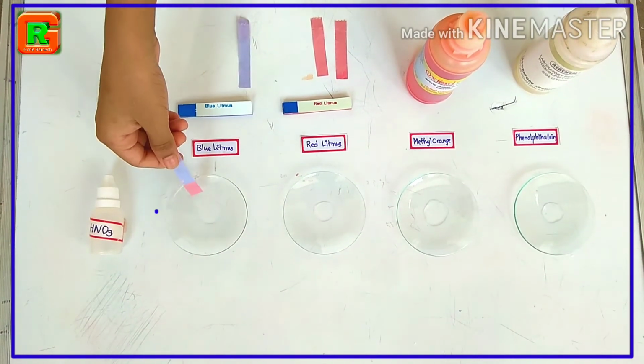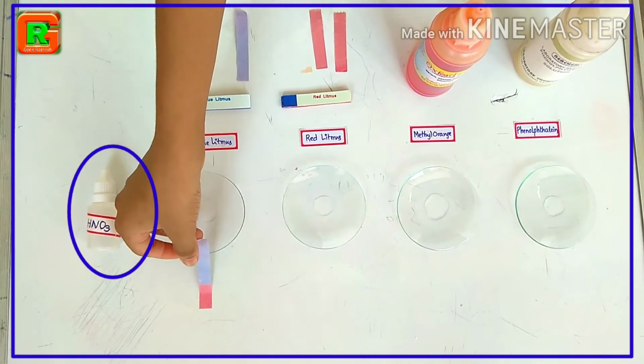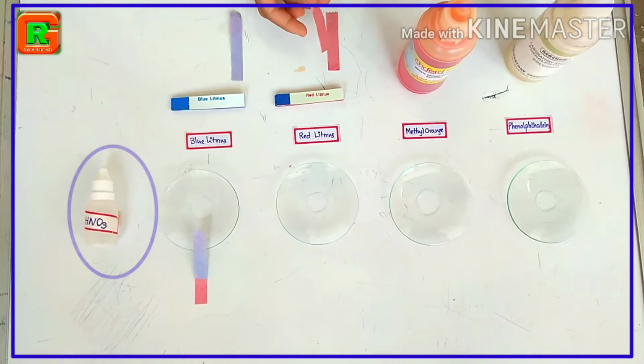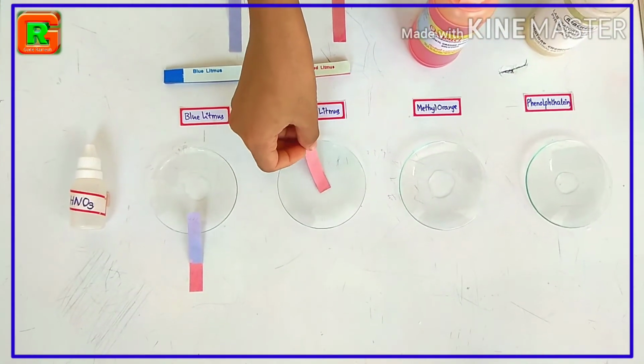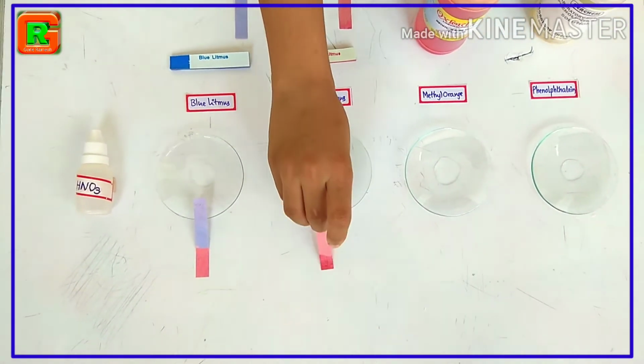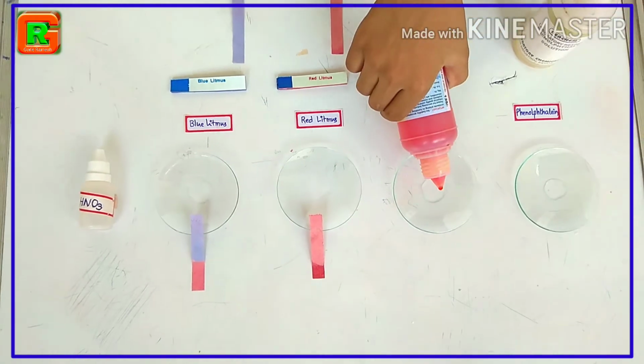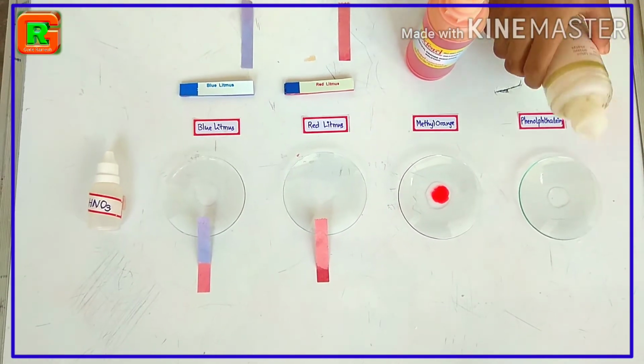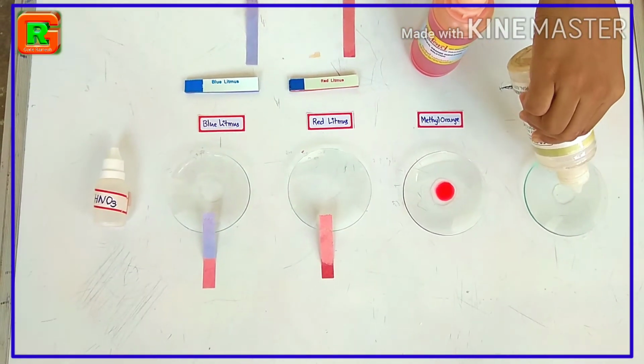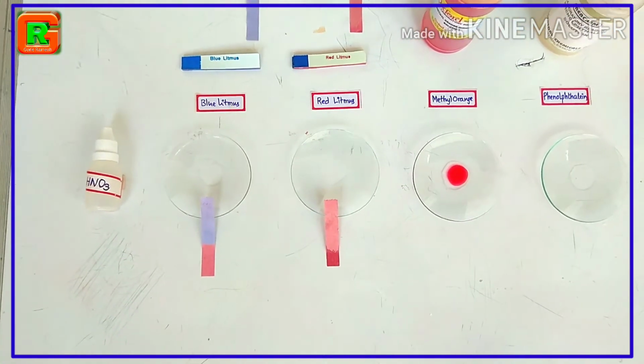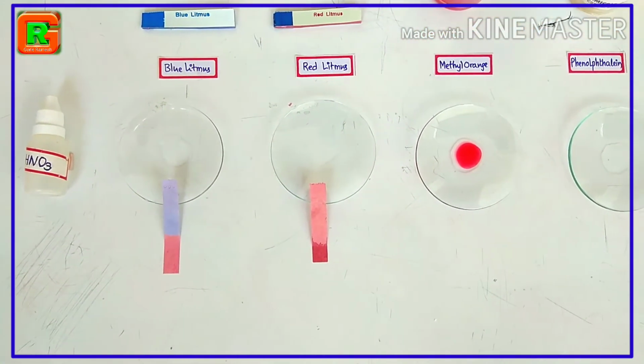Now let us take HNO3. HNO3 changed the blue litmus paper into red. It did not change the color of red litmus paper. It changed the color of methyl orange into red, and it did not change the color of phenolphthalein.